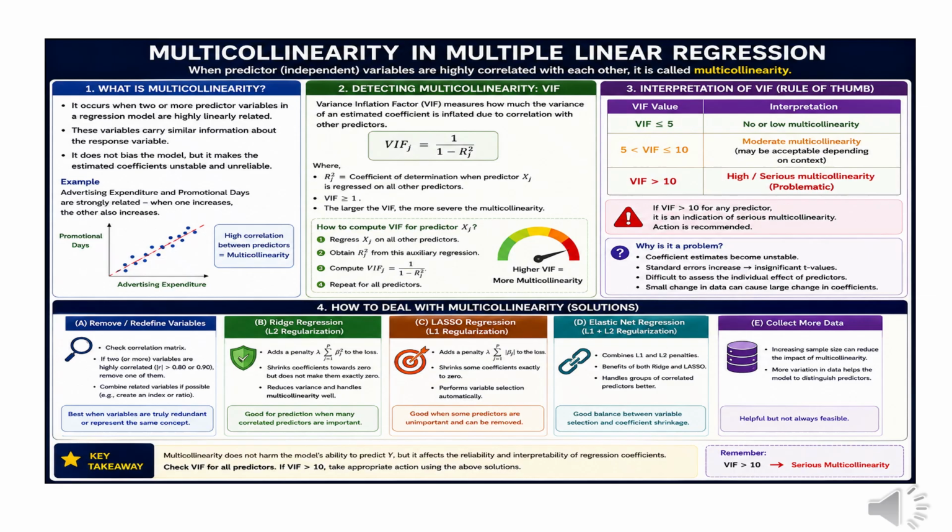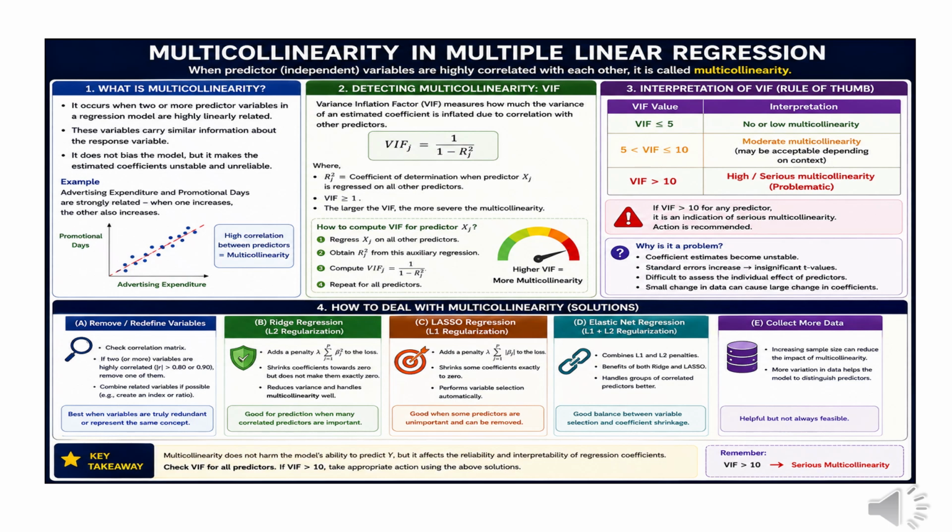As a simple rule of thumb, if VIF is greater than 10, we consider this an indication of serious multicollinearity. So, suppose our analysis gives a VIF of 15 for advertising expenditure. This tells us that advertising expenditure has a substantial linear relationship with the other predictors, and we should investigate the problem before interpreting its coefficient.